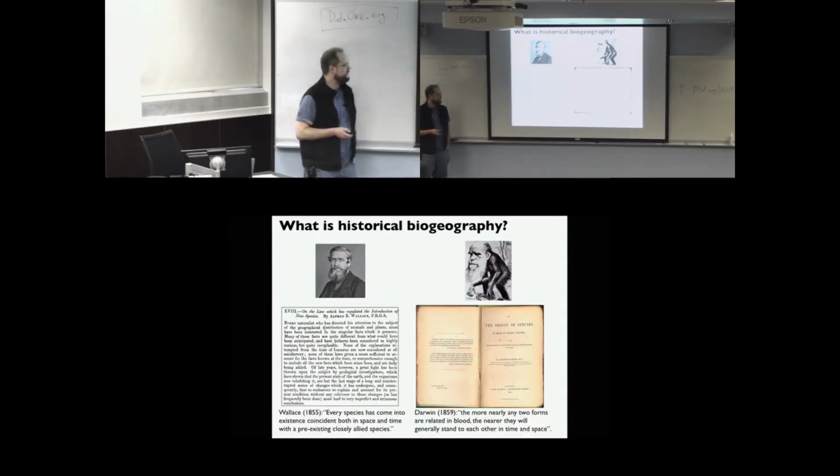So, this gets us right back to Darwin and Wallace, the pioneers of evolutionary biology. And Darwin had this famous saying, "The more nearly any two forms are related in blood, the nearer they will generally stand to each other in time and space." And so some of the first evidence for evolution in the first place was this observation that species that look similar tend to, on average, be closely related in space.